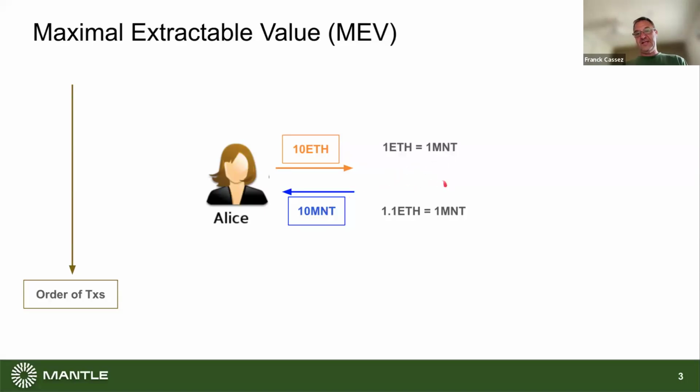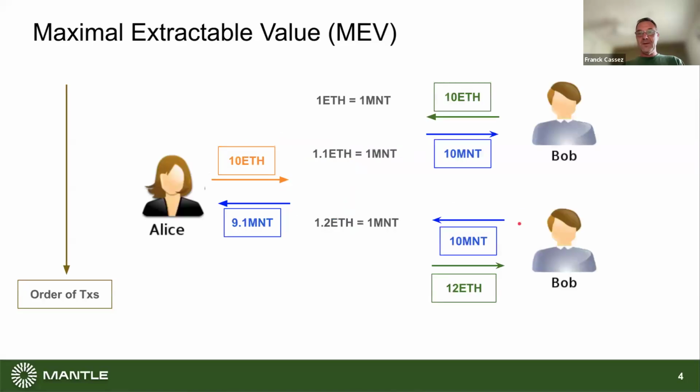But then the price of Mantle tokens in the pool has changed because it's not balanced anymore. That's the mechanics of the pairs in the decentralized exchange pools. So the fact that you can change the exchange rate by buying some tokens can be exploited by malicious attackers. Here assume that we have Bob, and Bob is going to make a transaction before Alice because he knows that Alice will buy some Mantle tokens.